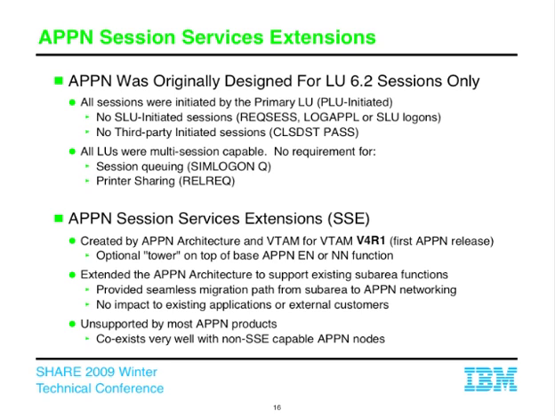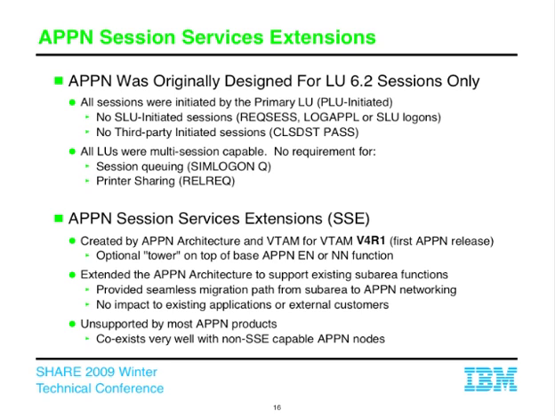In order for VTAM to play in an APPN network, we have to be able to do CLSDST PASS, we have to be able to do simlogon queue, we have to be able to do the REL-RUT functions. So all these functions that were not supported in the base architecture had to be supported before VTAM could fully participate in an APPN network. So the first step toward doing VTAM's APPN function was inventing the APPN session services extensions architecture, which are those extensions that allow all of these functions to work across an APPN network, so that when you migrate from subarea to APPN, your applications can do all the things that they used to do seamlessly without having to worry about there being an APPN network down below here.